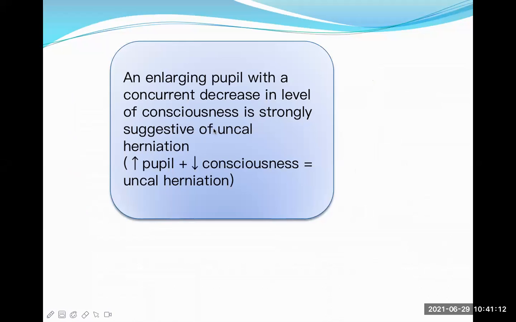Now see this. This is the clinical type of topic. So time and again we'll have a little bit of clinical type of discussion. An enlarging pupil with a concurrent decrease in level of consciousness is strongly suggestive of uncal herniation. Now, what is uncal herniation? Anybody? What is that? Uncal herniation means which area is herniated? Where exactly in the brain? This is the temporal lobe. Uncus is a part of the temporal lobe of the brain.